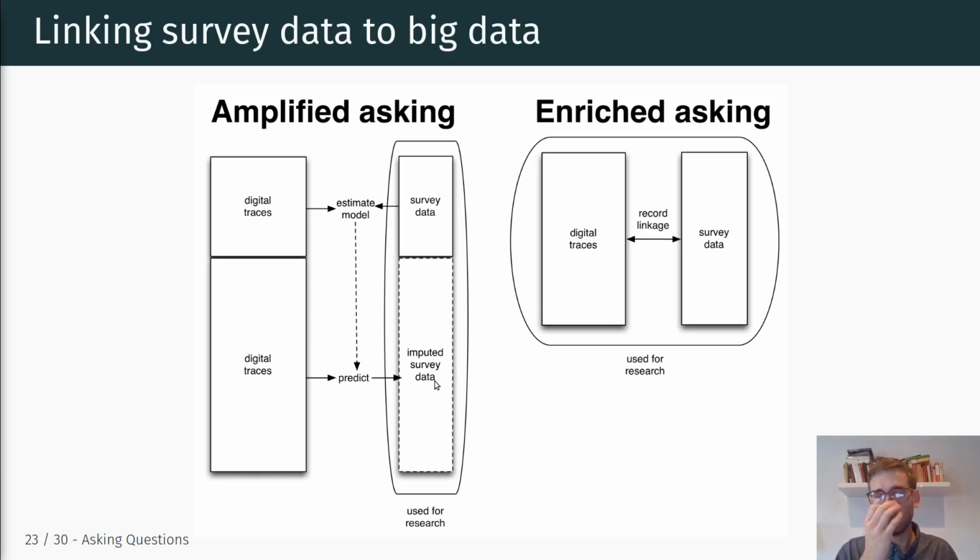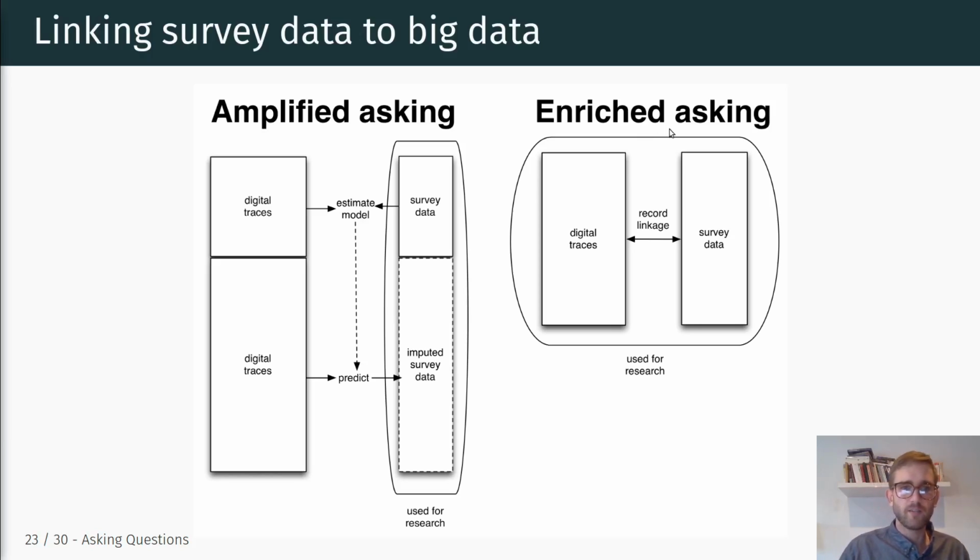So one of the examples that we talked about in the past was trying to predict poverty and wealth from mobile phone metadata in Rwanda. And I'm going to go back to that article in a second. So that's one example of amplified asking, where we combine an external big data source with survey data and then learn the relationship between those two data sources in order to impute outcomes that we measured in the survey for the remaining set for which we only have the digital trace data. Okay, so that's amplified asking on the one hand.